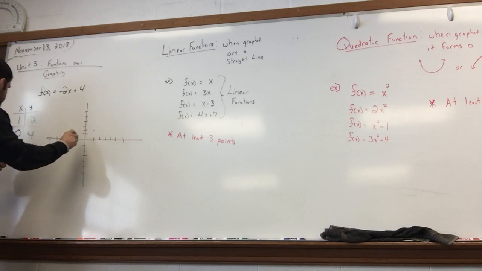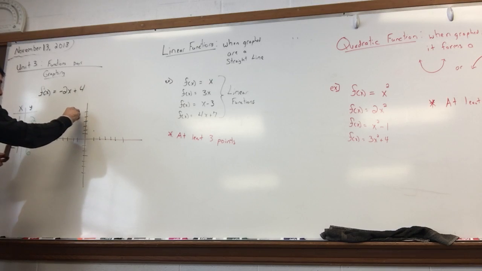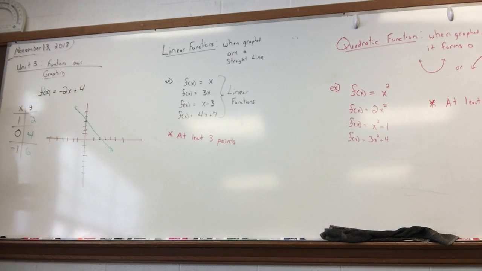Over 1 up 2. 0 up 4. Negative 1 up 6. You have to make a straight line. Why do we have the arrowheads? It does keep going. Do you know why? Why does it keep going? Emma, stop this. Because it represents all the possible solutions. There is no number that we can graph that wouldn't work for this function. Okay? Questions? Pretty easy. Okay, moving on.